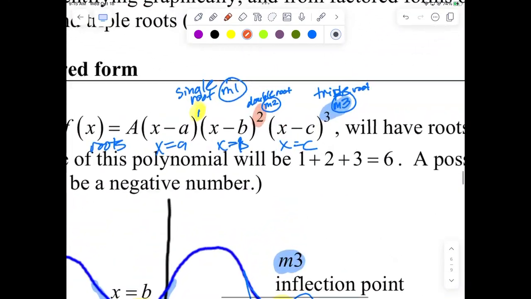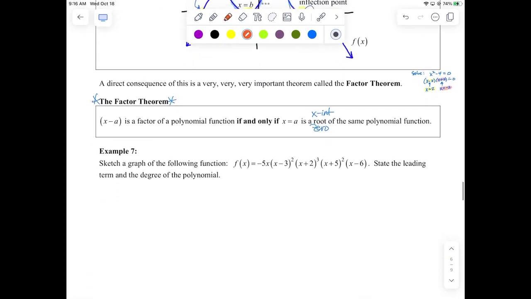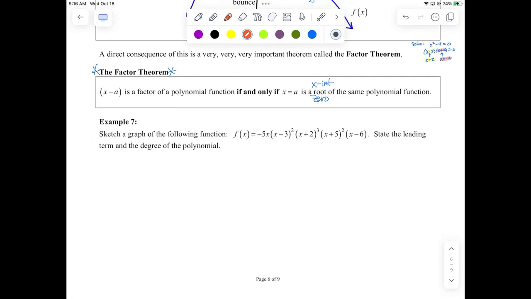Additionally, if we know what the exponents are on those factors in the function, we know what it does graphically at those x values, don't we? At the roots, it either crosses at multiplicity 1, bounces at multiplicity 2, or wiggles at multiplicity 3. You ready to try one out? Let's try one out. Example 7.